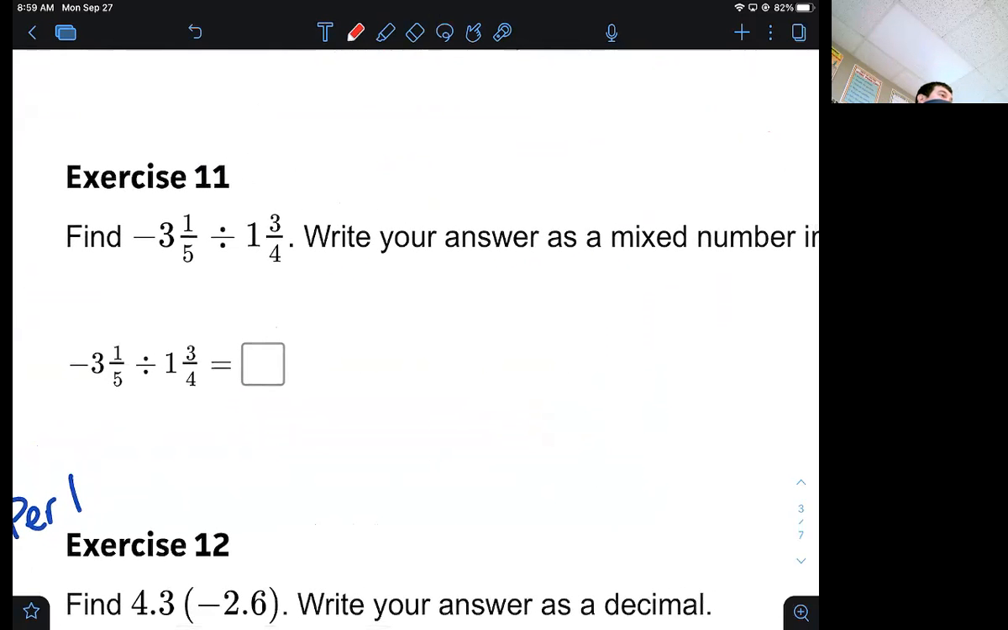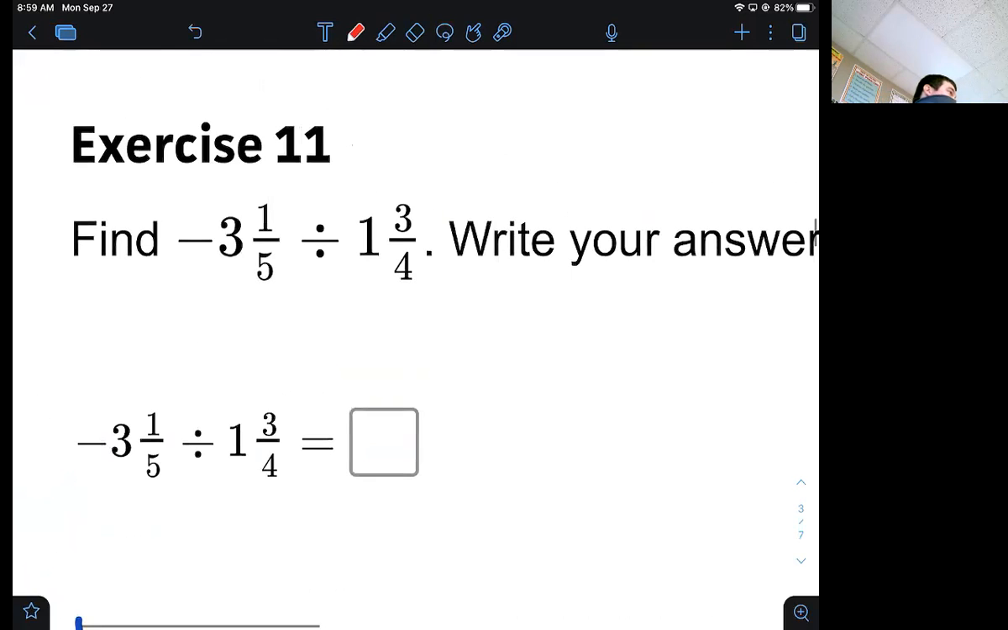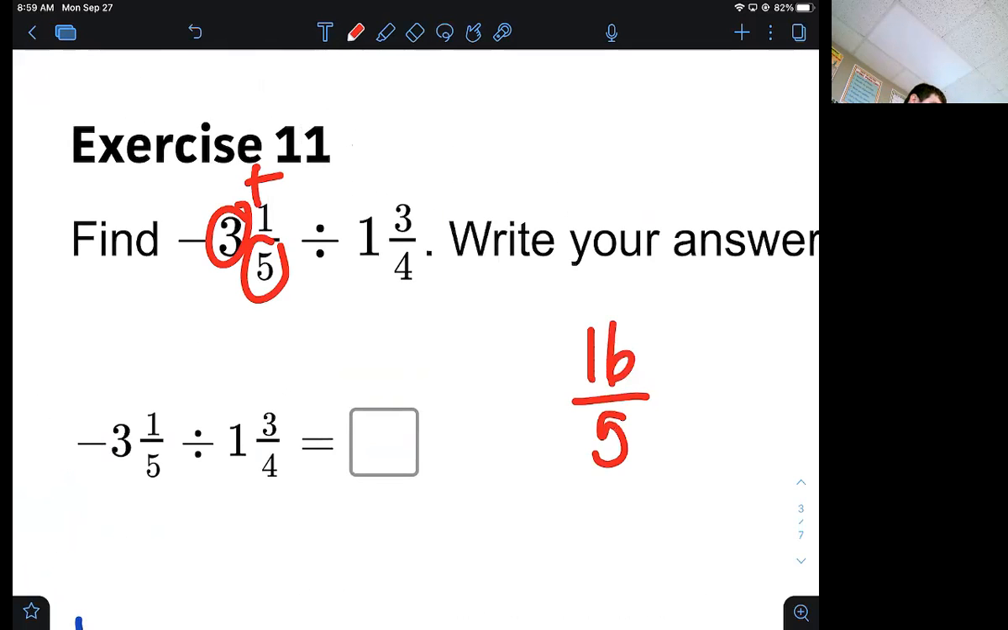I can't do keep change flip until I turn them into improper fractions. I don't have the choice of leaving them as mixed numbers. I have to write them because I'm multiplying, or well, dividing, probably multiplying. What's 3 1/5 as an improper fraction? 3 times 5 plus 1, 16. 16 over 5. I'm not even going to write the negative because I know one negative makes the whole answer negative. So there's my negative. I just put it in my answer.